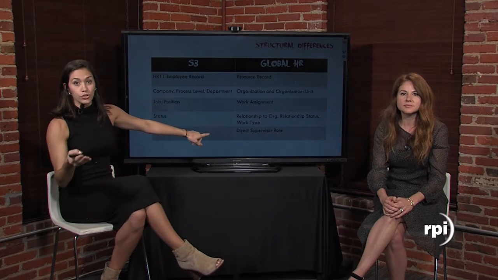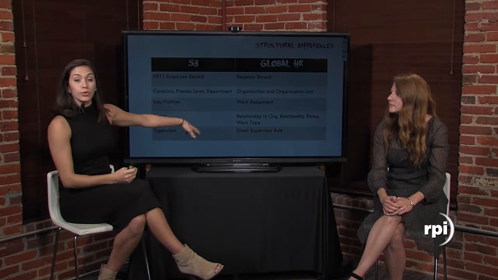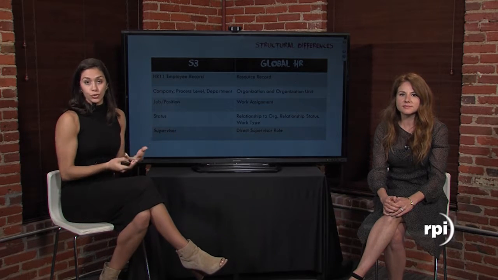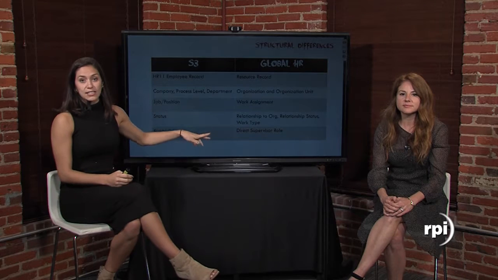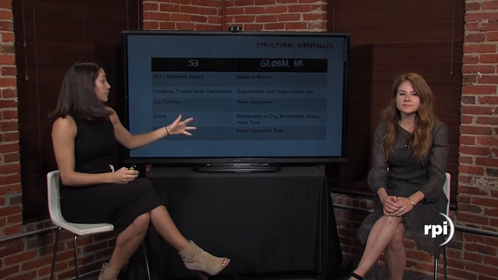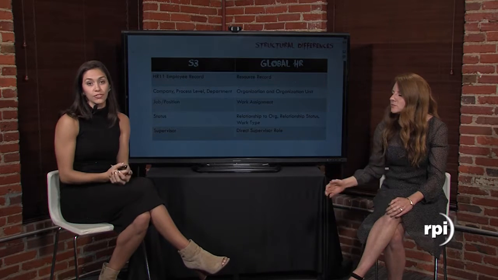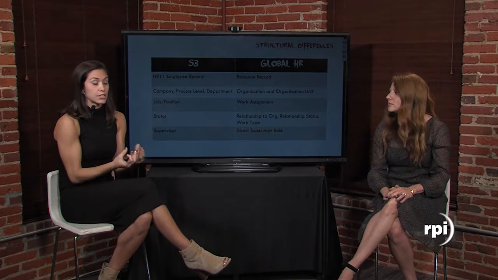So these are user defined. You can define these yourself. The relationship to org would be your employee, your student, your contractor. The status is active or inactive or on leave. And then the work type is part-time, full-time, whatever. So you can define these yourself, and all together these make up the status.